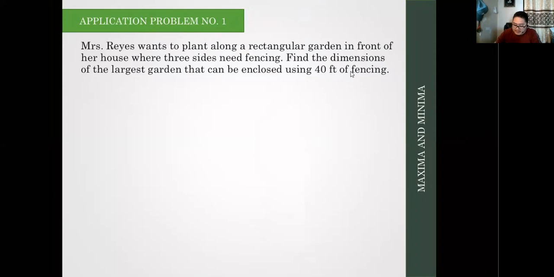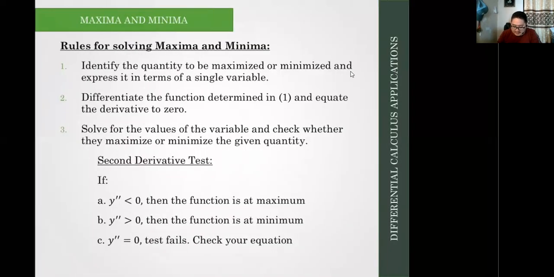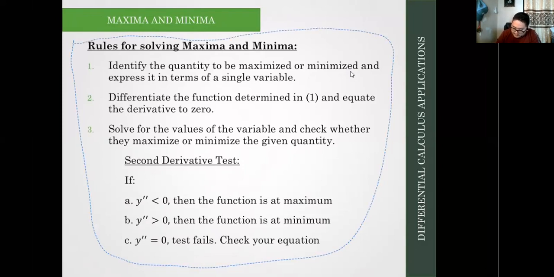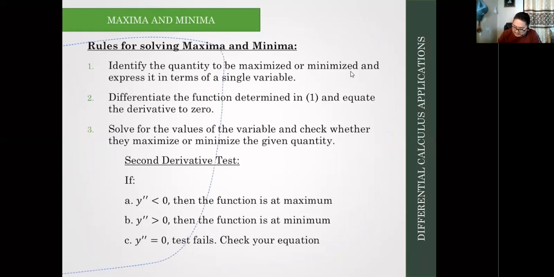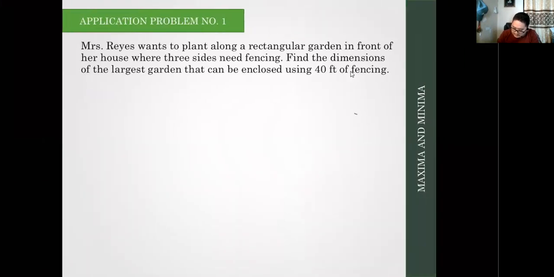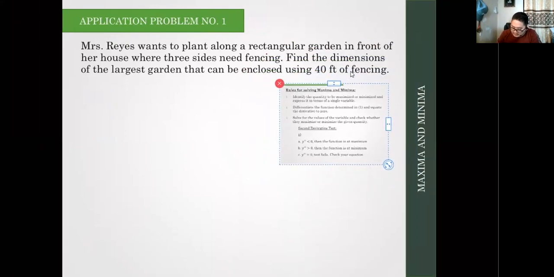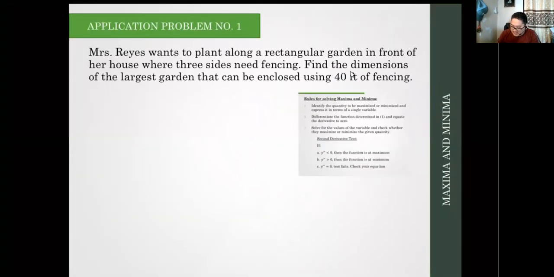So, di ba, sa number 1, dito sa ano natin, identify daw natin yung quantity to be maximized. Okay? So, kuha ko ng copy nito para may guide tayo sa problem natin. Okay. Yeah. So, yung sabi doon sa first one, identify natin yung quantity to be maximized or minimized.